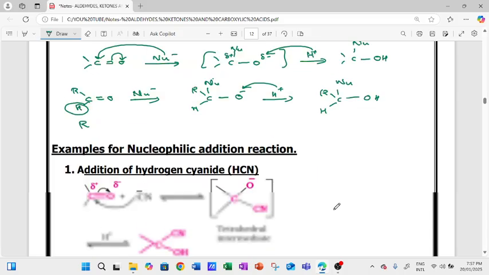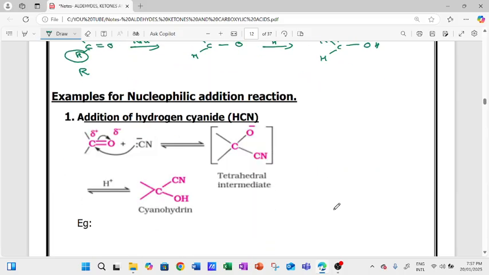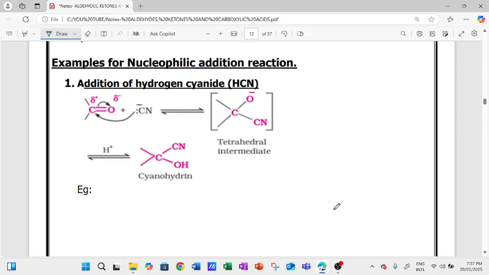Let's see some of the examples in that. Some of the important examples. The first one is addition of hydrogen cyanide. We know that hydrogen cyanide has a nucleophile, CN minus, and the proton, H plus. So it splits to form H plus and CN minus. In this reaction you can see C double bond O, the carbonyl group, the electrons shift to the oxygen atom, it gets a partial negative charge and carbon gets a positive charge. And in HCN, CN minus is the nucleophile.